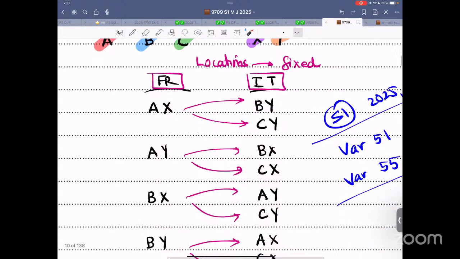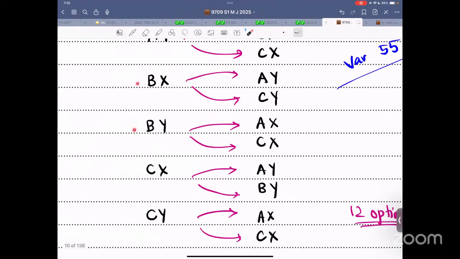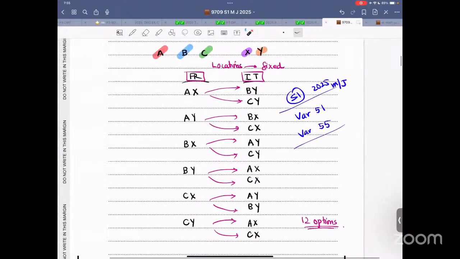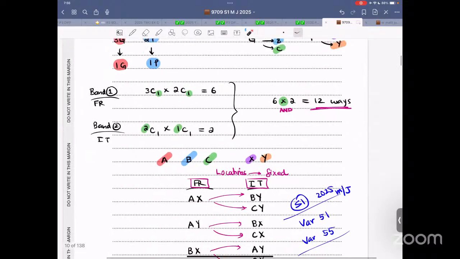Got the idea? Now let me choose A with Y. B and C are left with X. So 2 options, BX, CX. The same thing can be done with BX and BY, CX and CY. These are the final outcomes: 1, 2, 3, 4, 5, 6, 7, 8, 9, 10, 11, 12. There are 12 outcomes. AX, BY is one outcome. AX, CY is the other outcome. So there are 12 options, which further consolidates this fact.